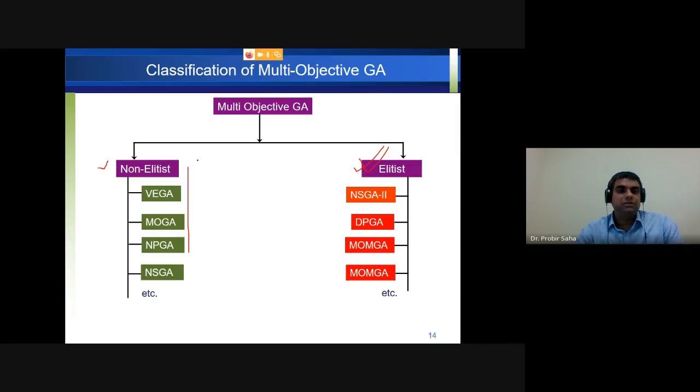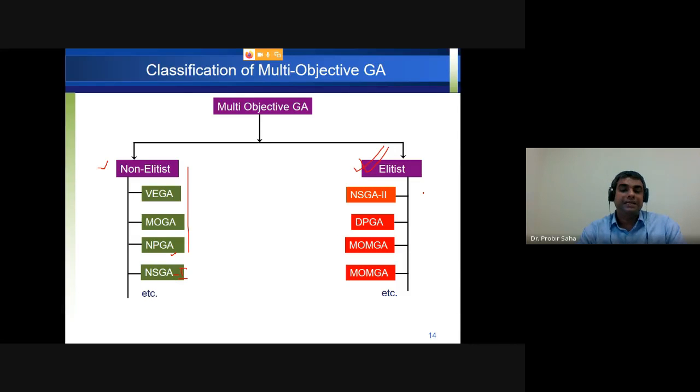Under this non-elitist category, we have VEGA, the vector evaluated genetic algorithm, the multi-objective genetic algorithm, the niched Pareto genetic algorithm, and the non-dominated sorting genetic algorithm 1. NSGA-1 was also developed by Professor Deb and his students, but it is now stopped because it is non-elitist. So nobody is using NSGA-1.